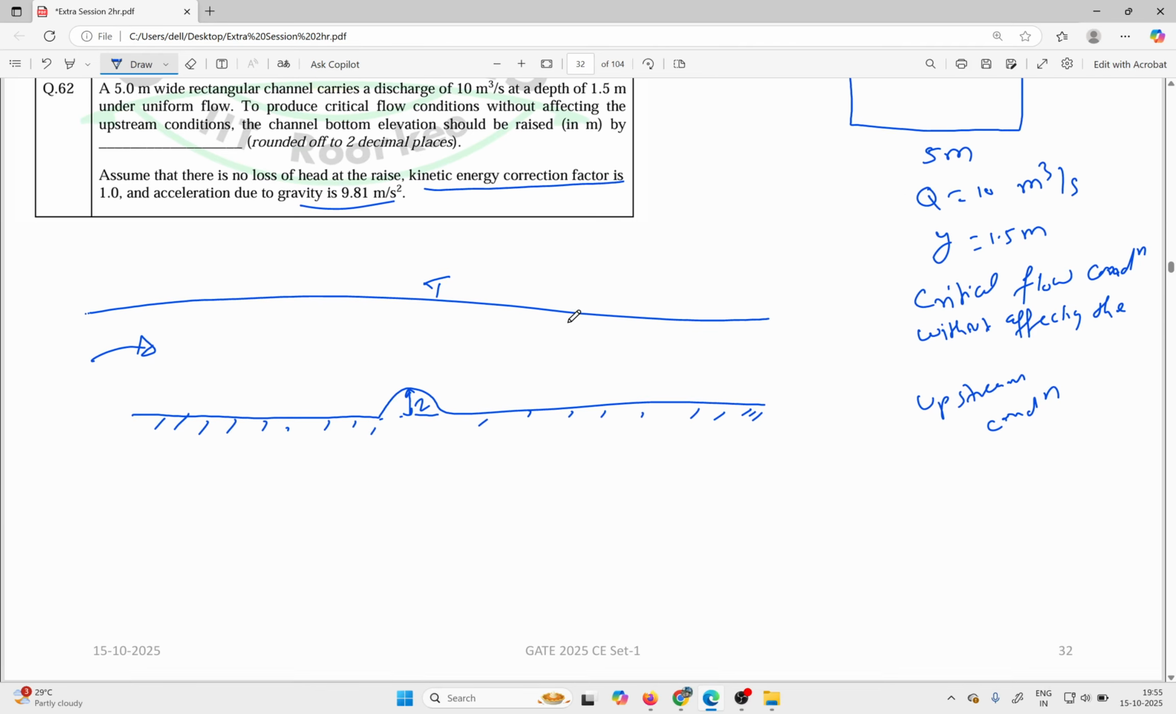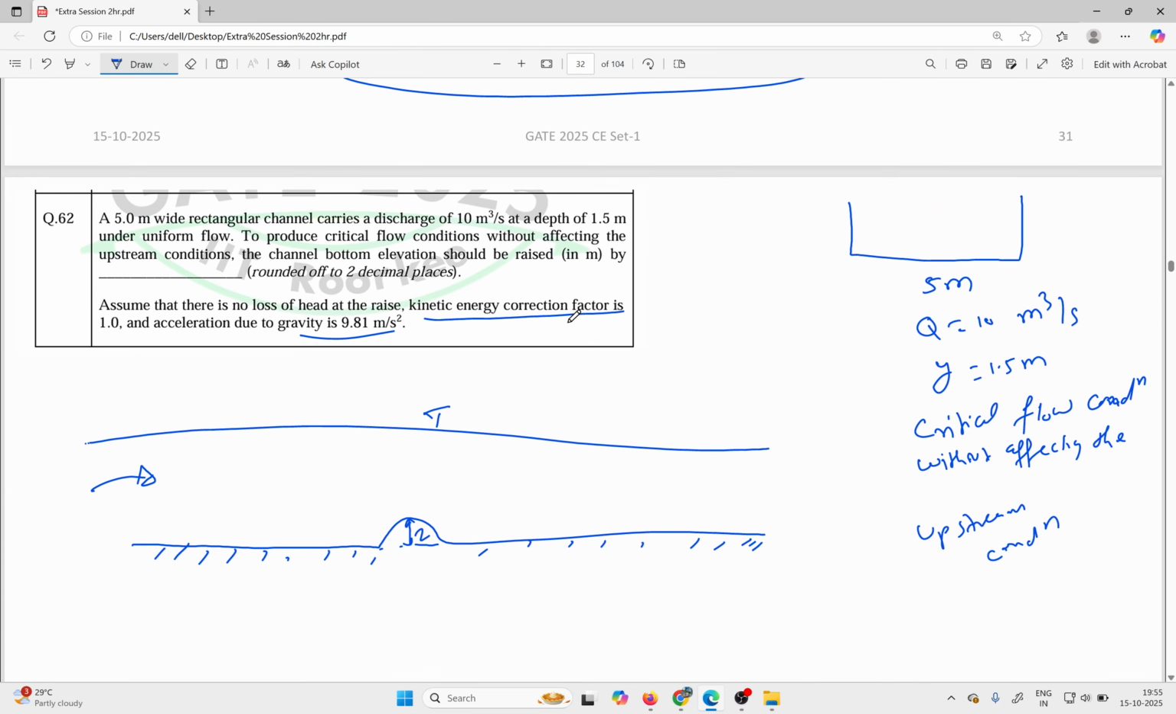Without affecting the upstream, you need to produce the critical flow conditions. So let us assume at section 1 you have some energy, and here you have to create what? You have to create your minimum energy, that is critical energy, E critical. It is given in the question. Because if you do not create anything here, the energy at that place and the energy at that place will be the same.